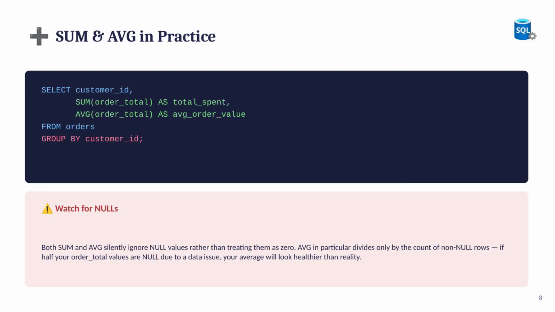Now, SUM and AVG in practice. Here we're calculating total spent and average order value per customer, selecting customer_id, summing order_total, averaging order_total from orders, grouped by customer_id. But here's an important warning. Both SUM and AVG silently ignore null values rather than treating them as 0. AVG in particular divides only by the count of non-null rows. If half of your order total values are null, because of some upstream data issue, your average will look healthier than reality actually is, and nothing will warn you that's happening.